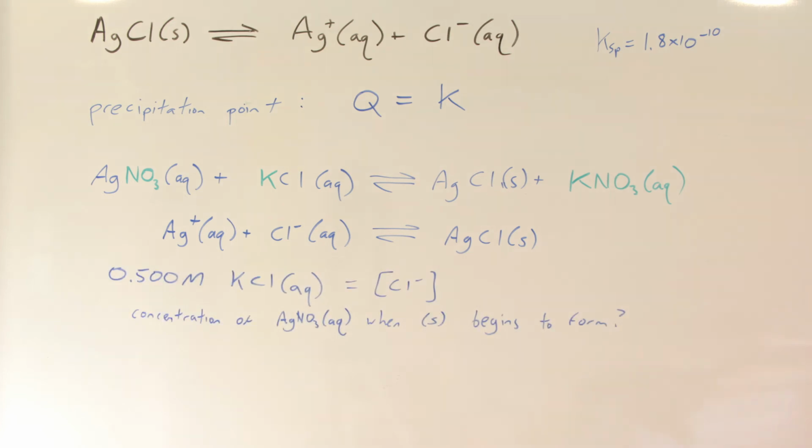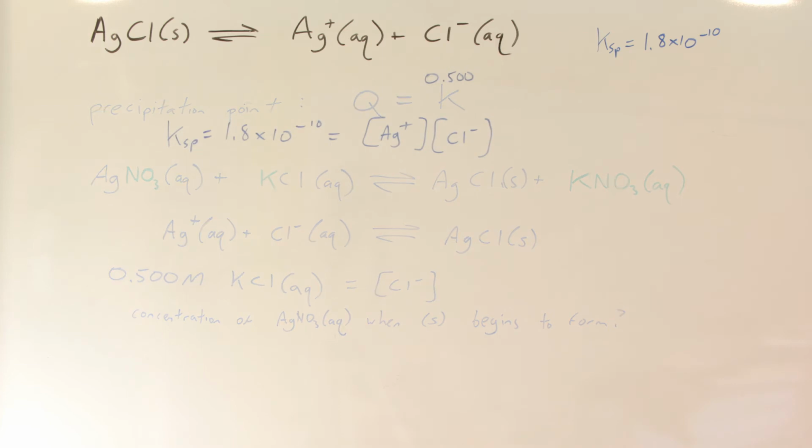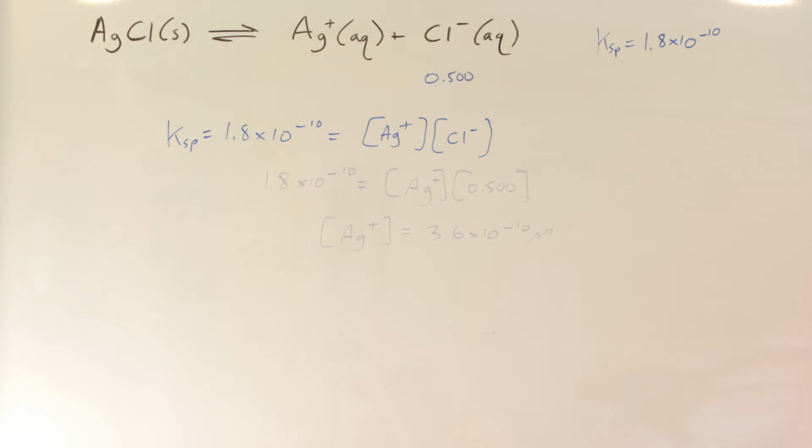So if I were to say that I gave you half molar potassium chloride, so that's my chloride ion concentration, and ask you what is the concentration of silver nitrate when this begins to form, so at what silver ion concentration will I actually get to the point where Q equals K, here's what that looks like. I plug that in directly. I don't have to do algebra here at all. I just put in the chloride concentration, put in KSP, solve for the silver ion concentration. You'll notice it's actually really small.